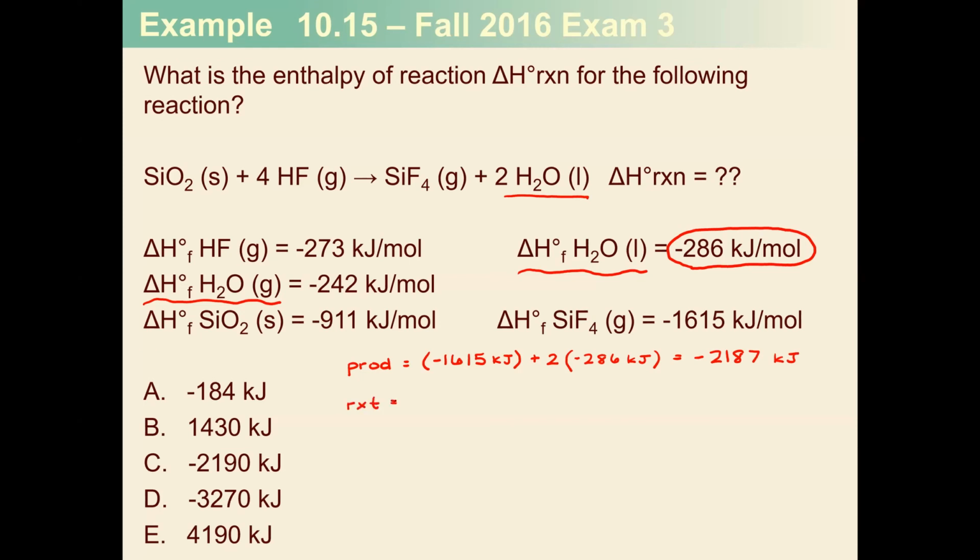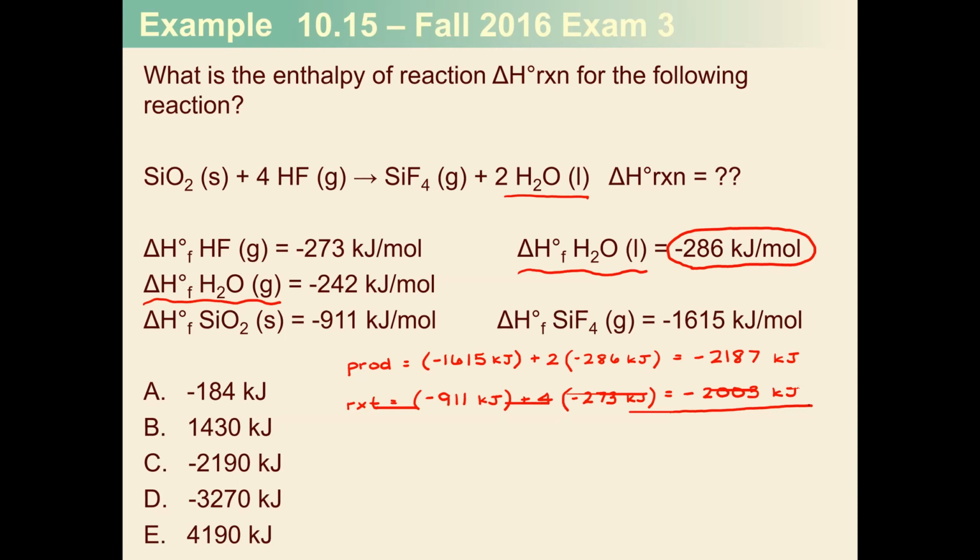Let us go and look at our reactants. So in this case, I have my silicon dioxide. So that is going to have a value of negative 911 kilojoules. And then I need to go and add 4 of my HF. So in this case, that is going to be negative 273 kilojoules. And if I go and put that into the calculator, I will get a value of negative 2003 kilojoules.